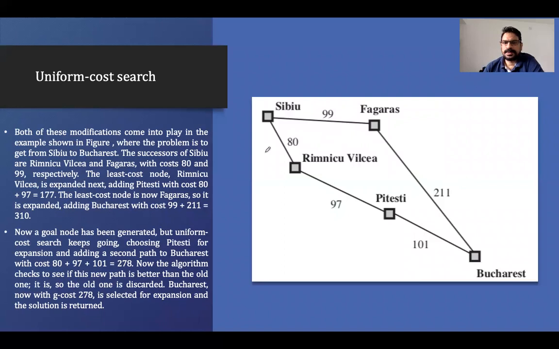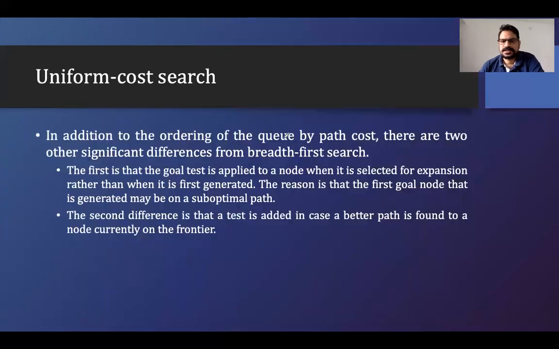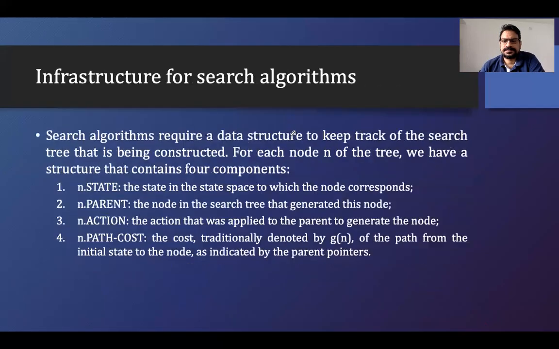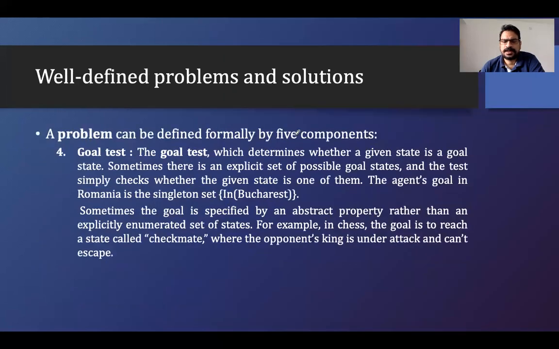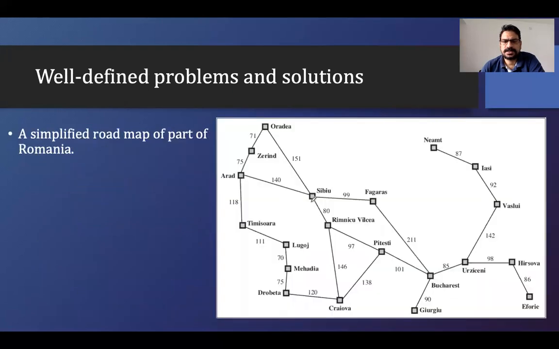Now we'll see this example. This is another example and we'll find out the solution for that. This is the problem that we have already seen, and that problem is the Romania city problem. In Romania, we have different cities, and our objective is to go from one city to another city. Okay.